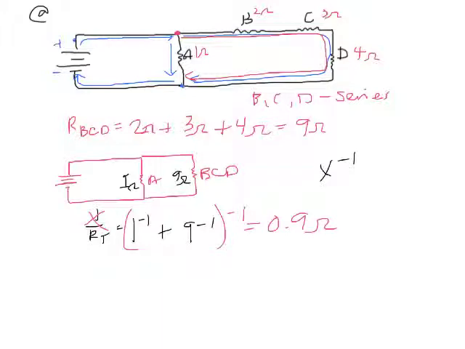Now, is that less than our smallest resistor? Our smallest resistor was 1, so yes, we're good. So we'll redraw our circuit one more time, and our final equivalent resistor is going to be 0.9 ohms. Okay? So let's go do B.